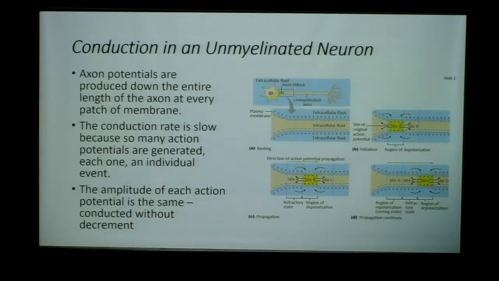Okay, so they go all the way down the length of the axon. They happen at every patch of the membrane, so different segments or intervals of the membrane depolarize independently of the next segment, and the conduction rate is slow, typically, because we have action potentials generated at each spot. So each spot has to generate an action potential, then the next, then the next, then the next. This is where myelination comes in. This is how myelination speeds up this process.